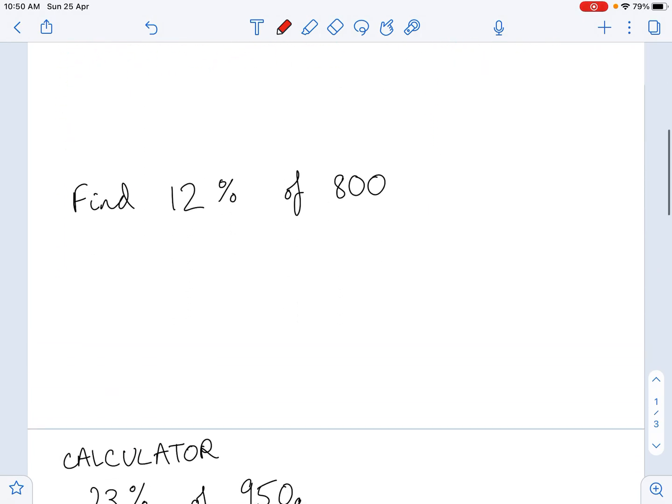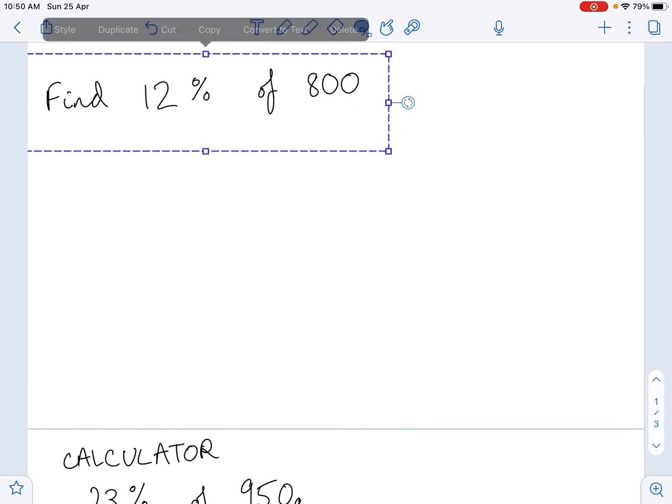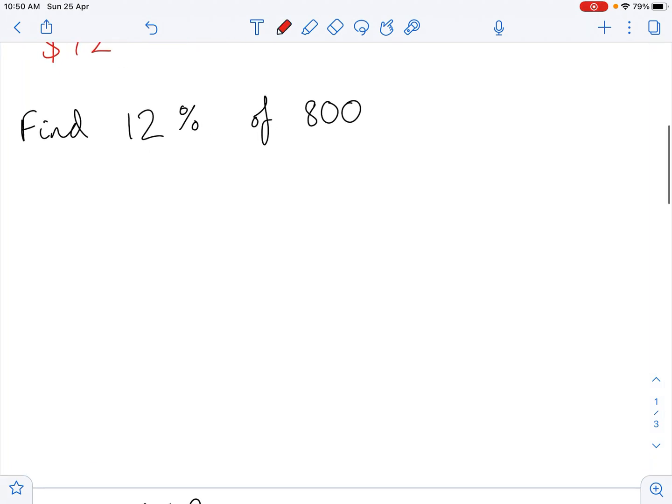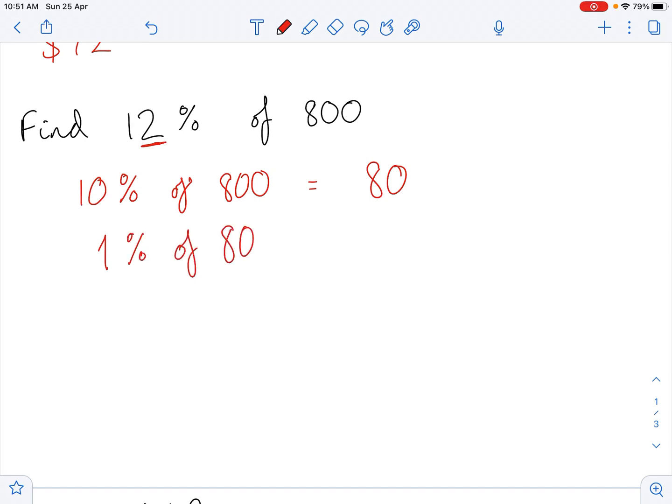Find 12% of 800. So we want to find 12% of 800 here. To do that, I'm going to first of all say, okay, what's 10%? Well, 10% is divided by 10, which is 80. And then this 2%, well, what's 1%? 1%, we divide it by 100. 800 divided by 100, move the decimal point, we get 8. And 2% will be double that. So double 8 is 16.